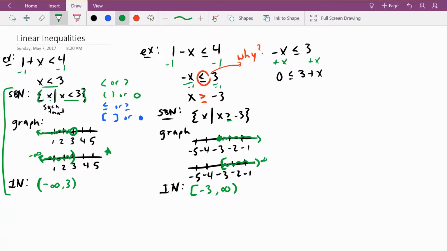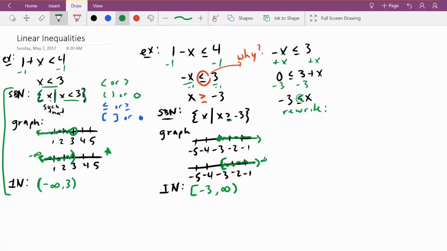Now solving for x, again, I'm not going to multiply or divide by a negative. Simply using addition and subtraction, I could have this rewritten as -3 is less than or equal to x. Well, again, using what it is, an inequality, this alligator, Pac-Man, whatever you want to draw, it's eating the x.